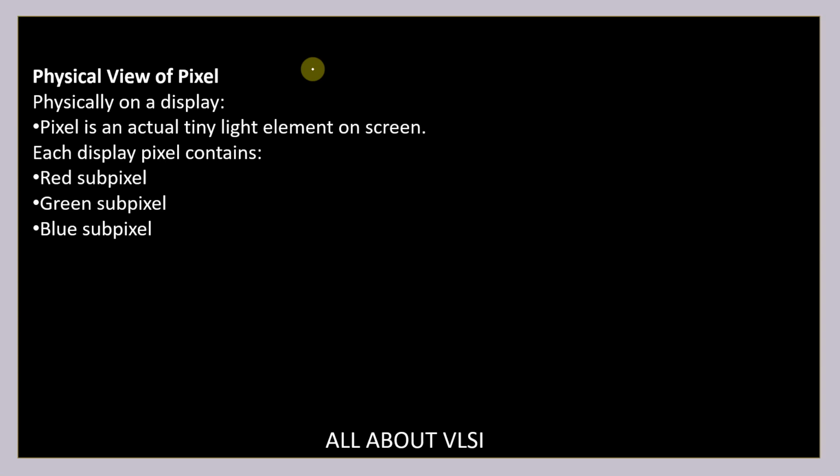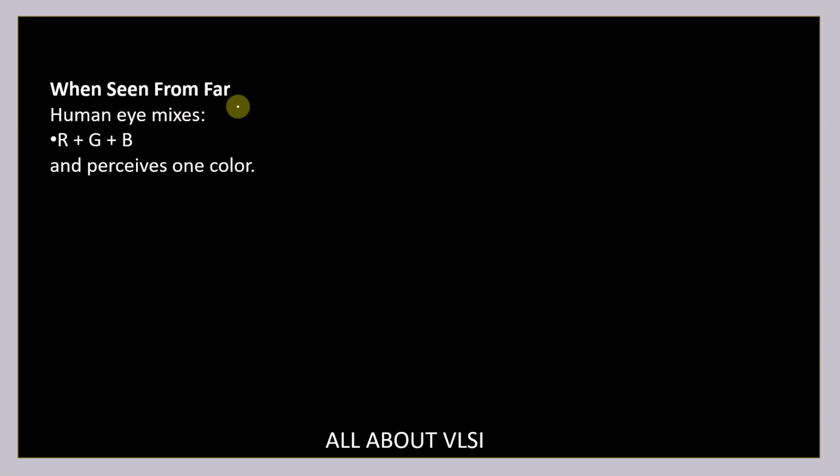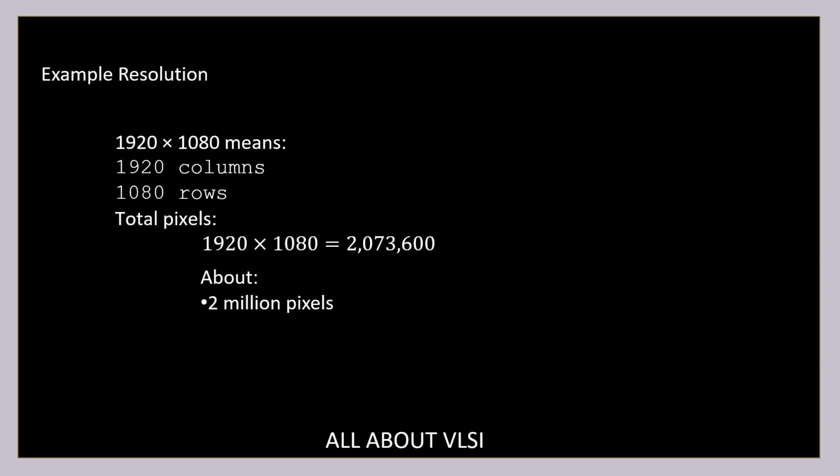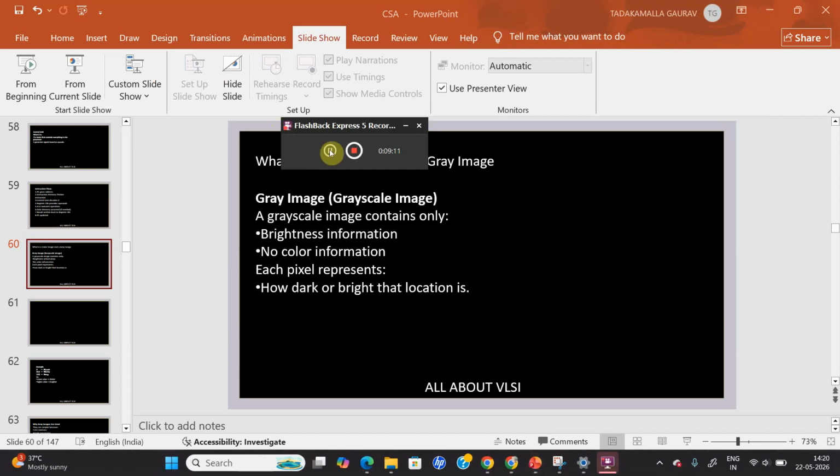Physically, on a display, a pixel is actually a tiny light element on a screen, where each display pixel contains a red subpixel, a green subpixel, and a blue subpixel. So when we see from far, the human eye mixes R plus G plus B, and perceives one color. This is what I was saying. For example, we might have seen a resolution like 1920 columns and 1080 rows. That means basically I'm going to have about 2 million pixels if I multiply it.